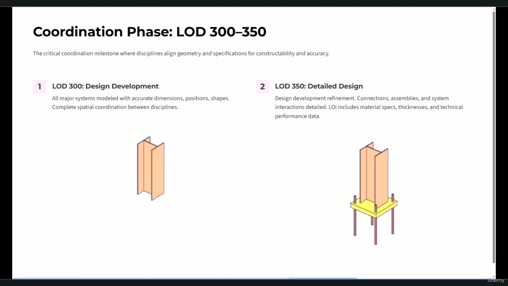So LOD 350, detailing design. This level will be between designing and construction. So the model will include the real details of the clashes and connections. For example, in mechanical detailing, we will have the exact route of the pipes and the structure so that we don't have any kind of clashes. LOI at this level will include the technical details for every part.